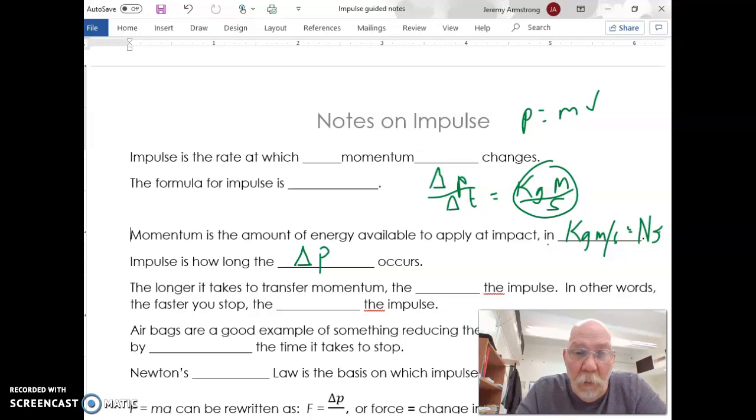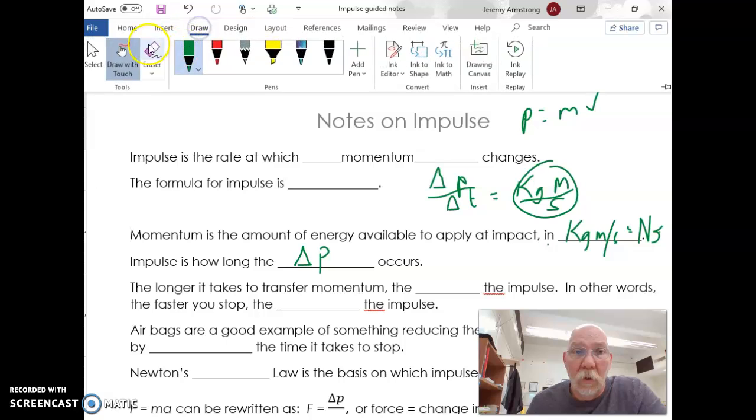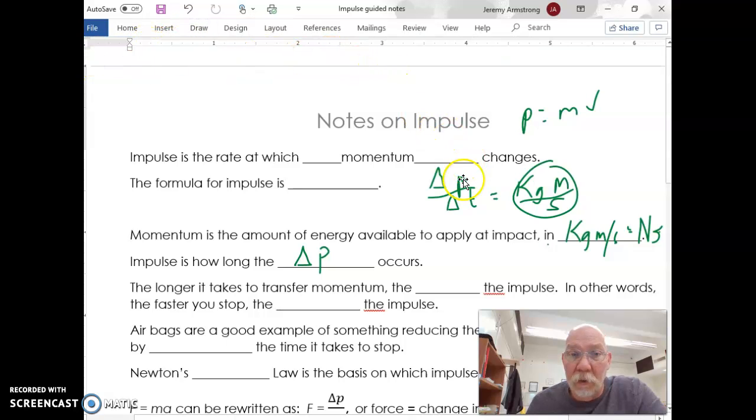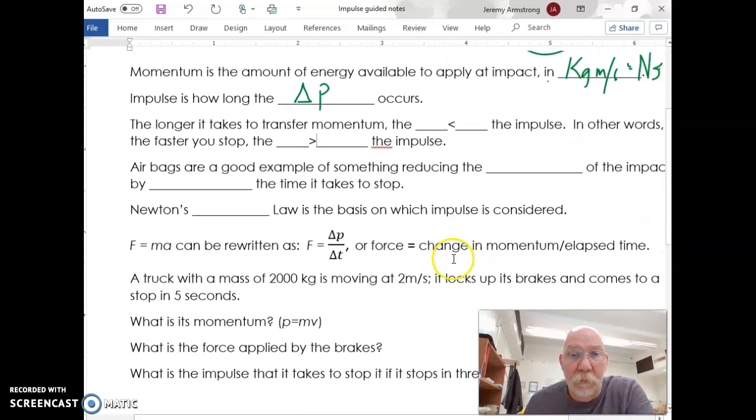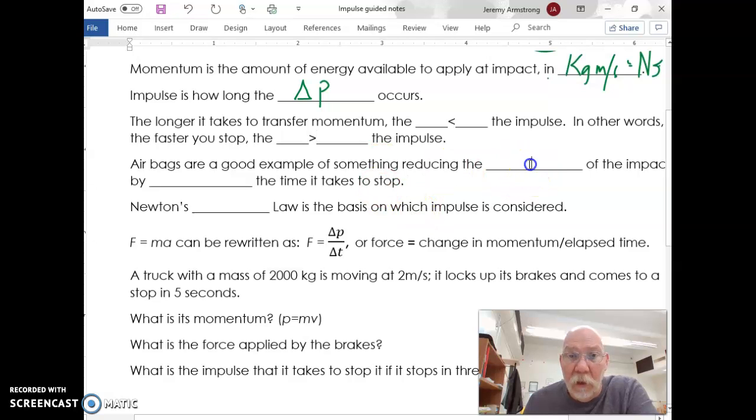The longer it takes to transfer the momentum, meaning the longer the collision, the greater or smaller the impulse? What do you think? If it takes a long time to stop, is the force on you large or small, as opposed to jamming on the brakes? Well, the longer it takes you to transfer momentum, the smaller the impulse. In other words, the faster you stop, the greater the impulse.